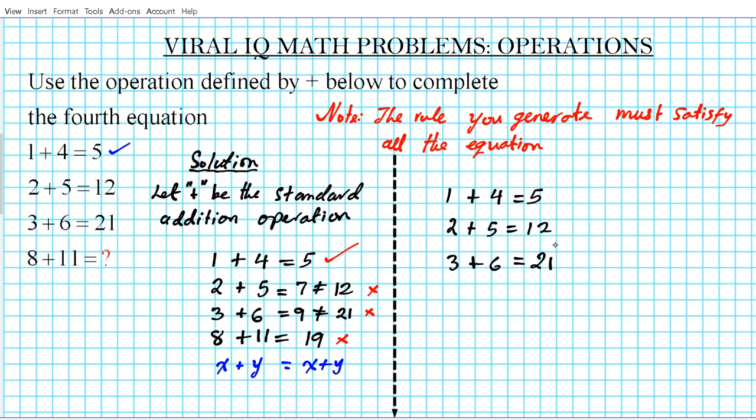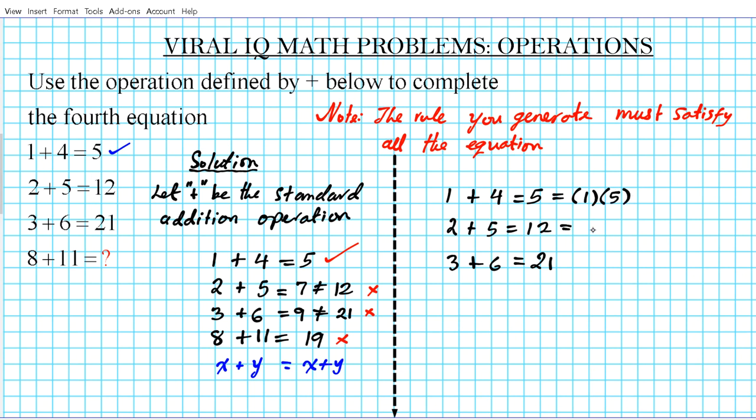So one thing I know for sure is I can write 5 as a multiple of 1. I can write 12 as a multiple of 2. I can write 21 as a multiple of 3. So that might be the route that we want to take. Okay, so 5 is the same thing as 1 times 5.